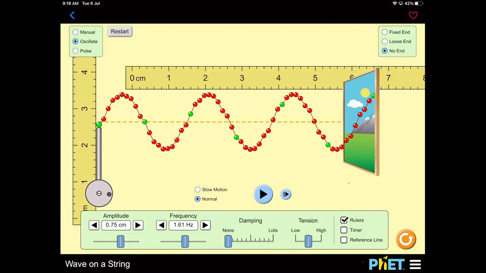So we only changed the frequency for this, right? Correct. So you're going to plot a graph of frequency versus wavelength. And from that, you can plot a graph of wavelength on the y-axis and 1 over frequency on the x-axis. And then you should get a straight line graph, and the gradient will be the speed.